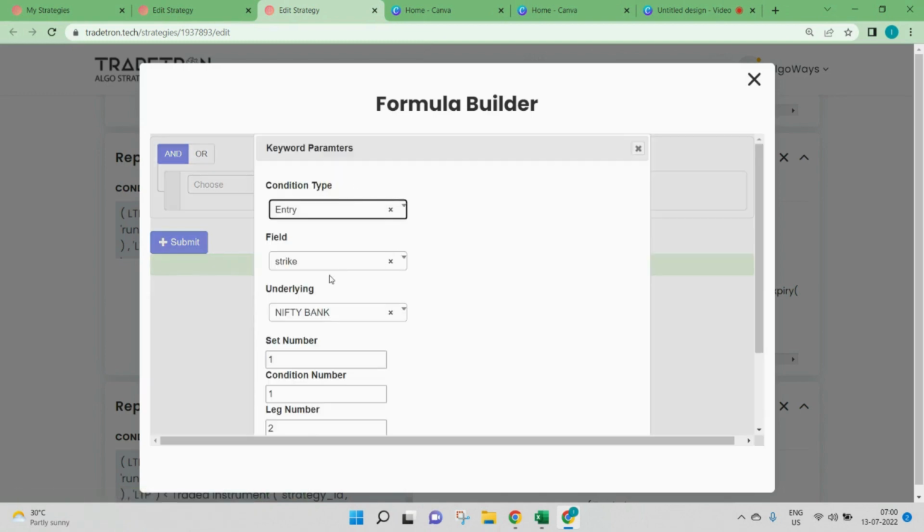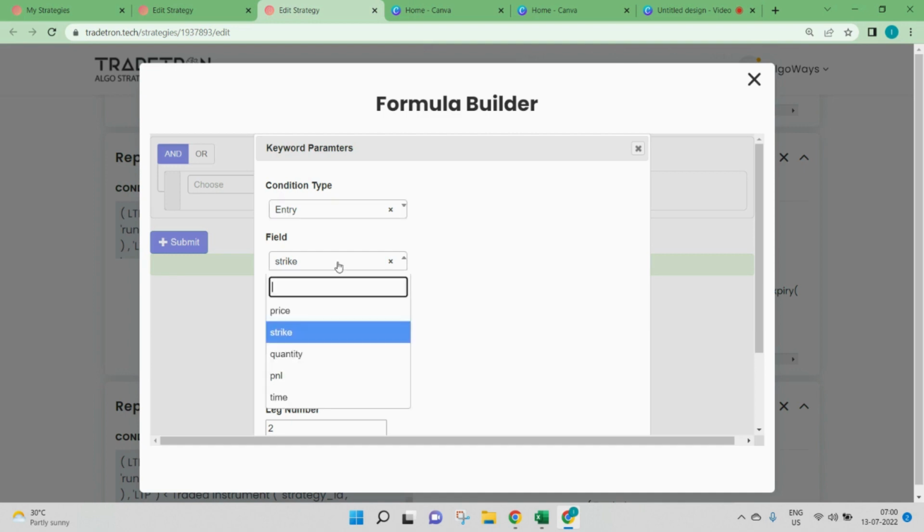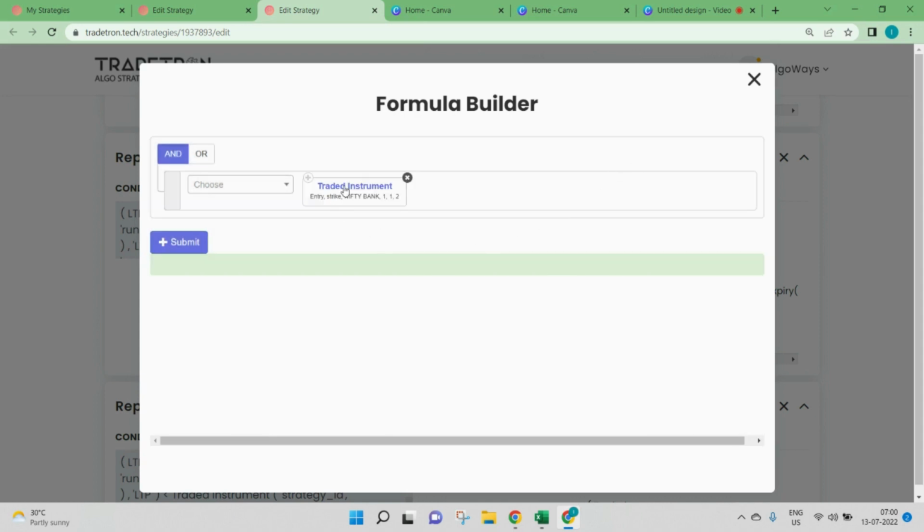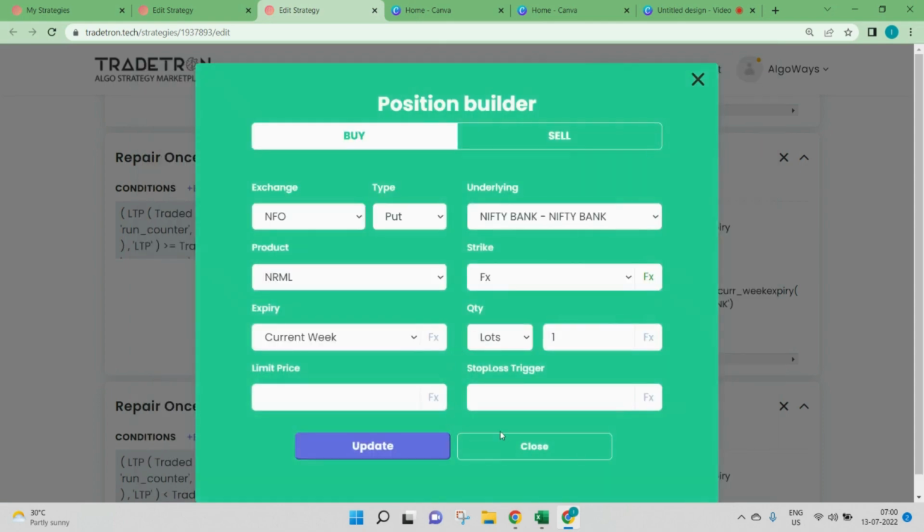Generally, the mistake we make while doing this strike selection through the traded instrument keyword is that sometimes by mistake we keep it as price. That is wrong. It will go and find a strike which is equal to the current price of Nifty or Bank Nifty, that is 36,000. So then the strike will be wrong. So we have to take the strike here. This is a commonly made mistake.